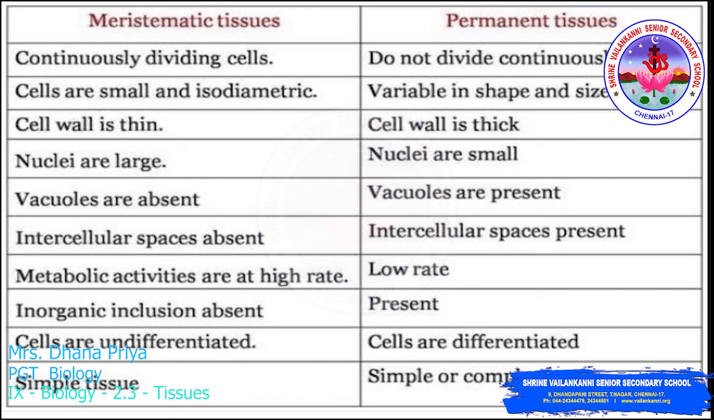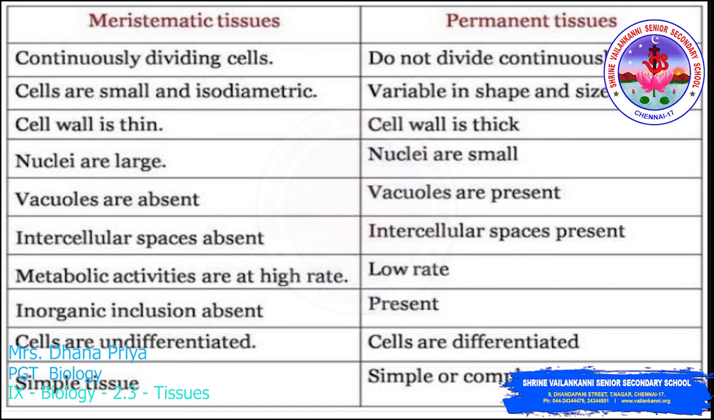The meristematic cell walls are very thin, but in permanent tissue the cell wall is thickened. In meristematic tissues, the nuclei are large. In permanent tissue, the nuclei are small. In meristematic tissues, the vacuoles are absent. In permanent tissue, the vacuoles are present. Intercellular space is absent in meristematic tissue. Intercellular space is present in permanent tissues.